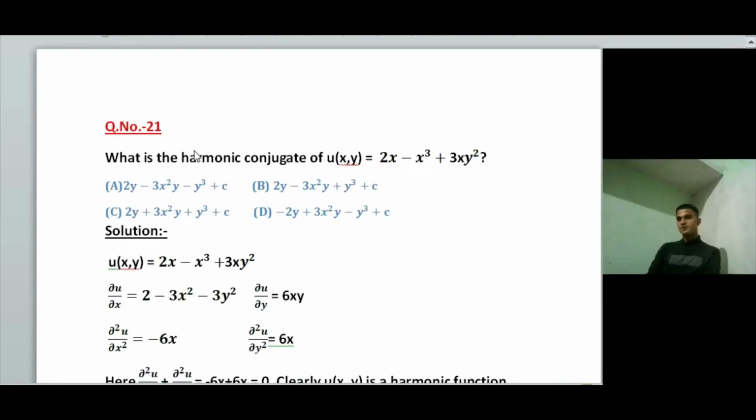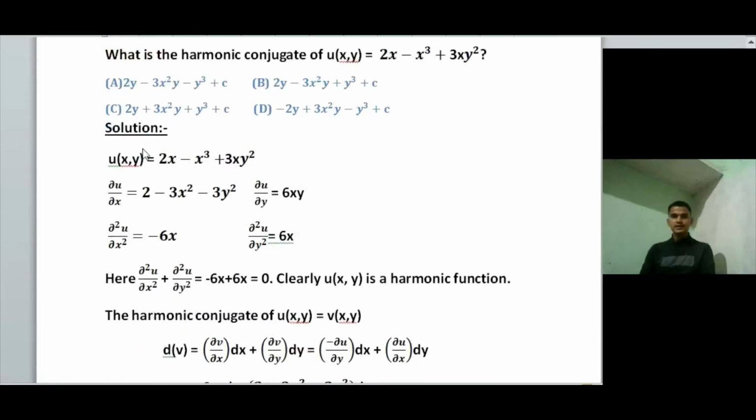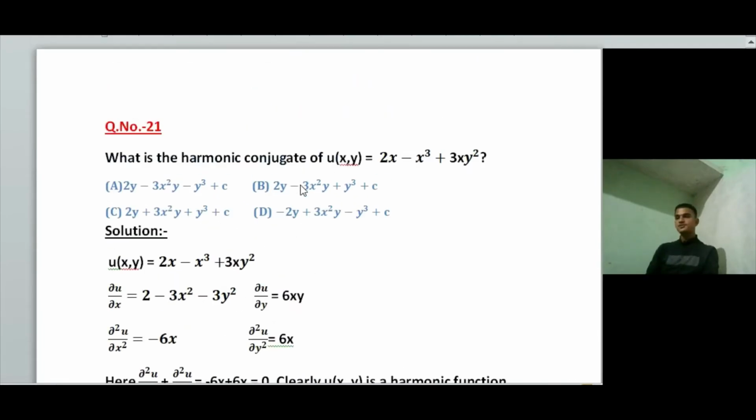This is question number 21, and it is asked here, what is the harmonic conjugate of u(x,y)? So u(x,y) is a function of two variables, and the function is 2x minus x cube plus 3y square. We have to find out the harmonic conjugate function of this function.